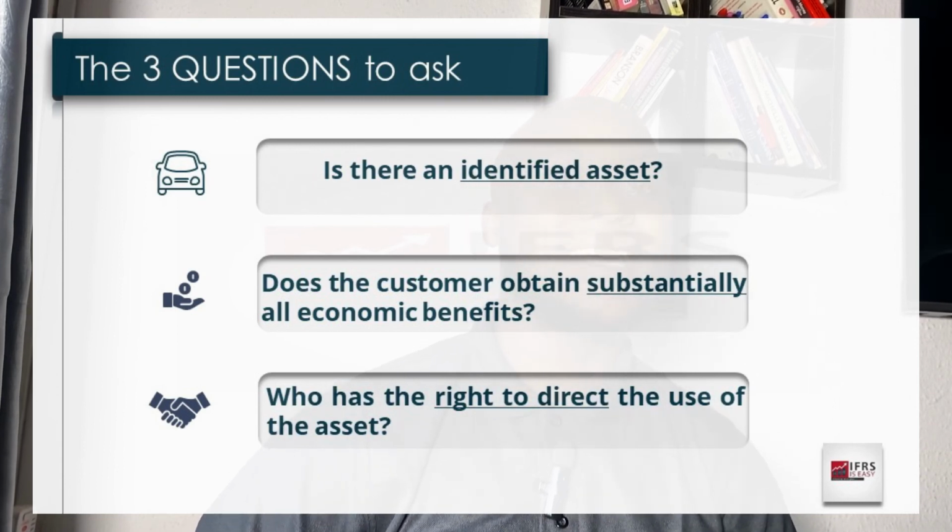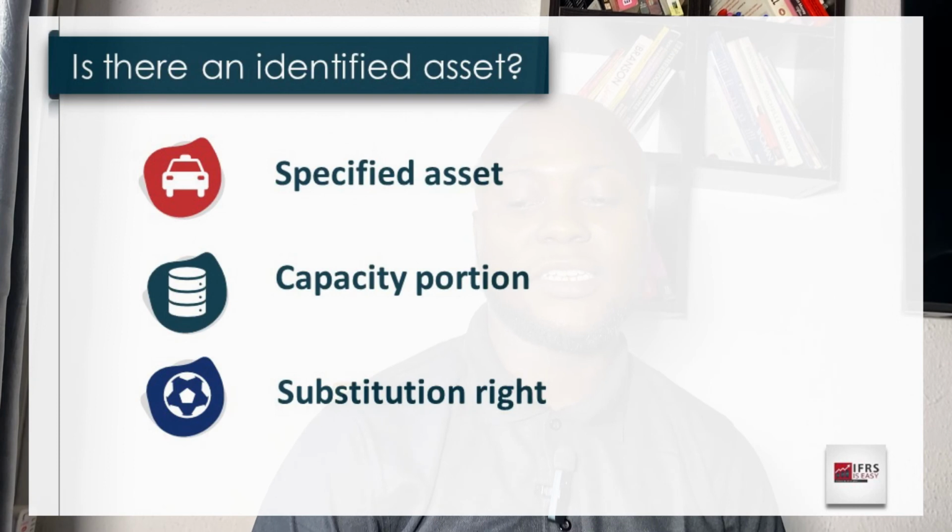It says, is there an identified asset? If you look at it, we have three major points here: a specified asset, capacity portion, or substitution right. When we ask the question of whether there is an identified asset, if you have been given the contract document by your client, and you have a discussion with your client, and also read through the contract document, the recurring question you should be asking is whether, in this contract document, there is an identified asset. Now, there will be an identified asset if it is specified in the contract. That is, the asset itself is specified in the contract.